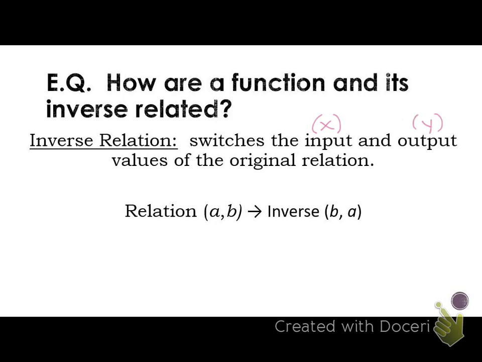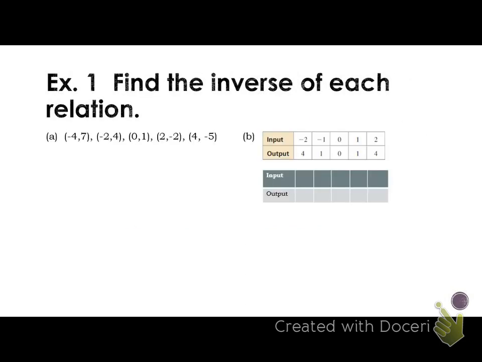Y. All right? So we've done a lot of this before, but this is inverses. We're going to switch the x coordinates and the y coordinates. And you can see that right here. If the relation is the ordered pair AB, its inverse is going to be BA. So we like example 1 because it says find the inverse of each relation. And it's going to be real simple. We're going to take these ordered pairs and we're going to switch the coordinates.